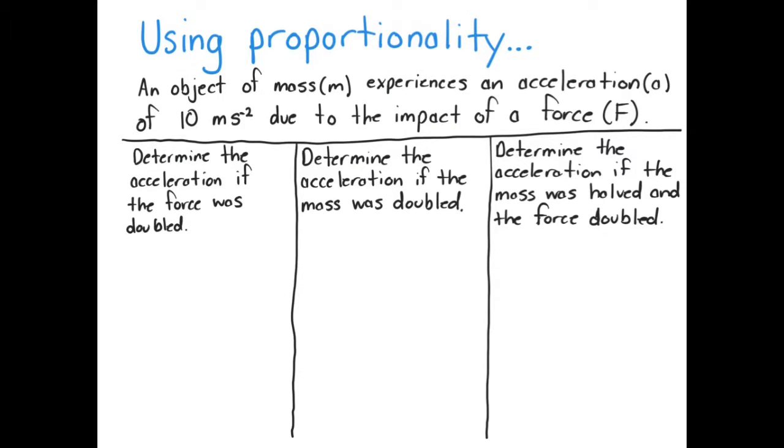So let's look at using proportionality. We're going to use an example using Newton's second law. An object of mass m experiences an acceleration a of 10 meters per second squared due to the impact of a force F. And in the first scenario here, we want to determine the acceleration if the force was doubled.